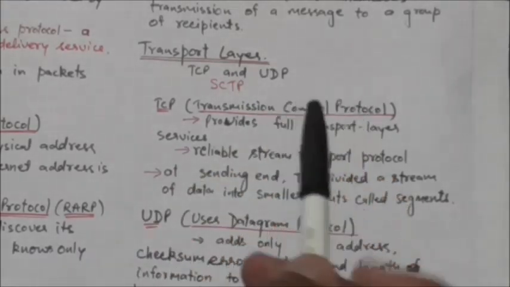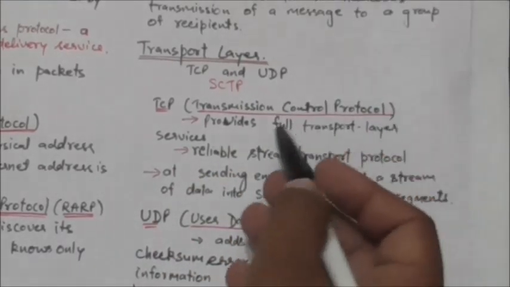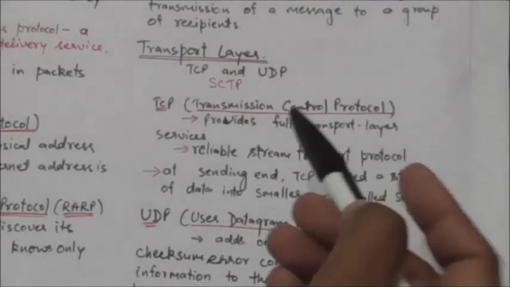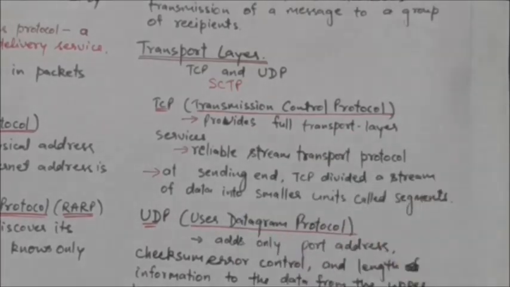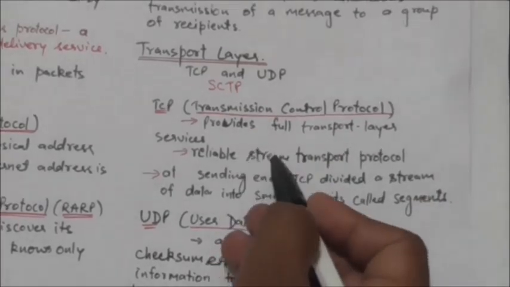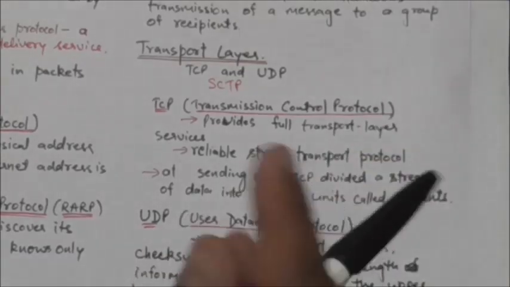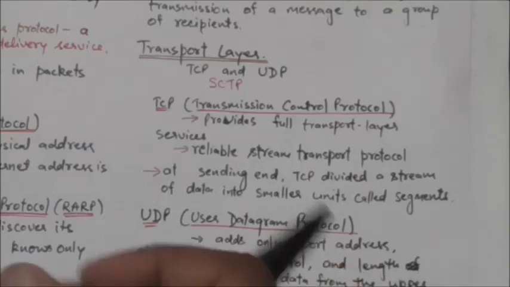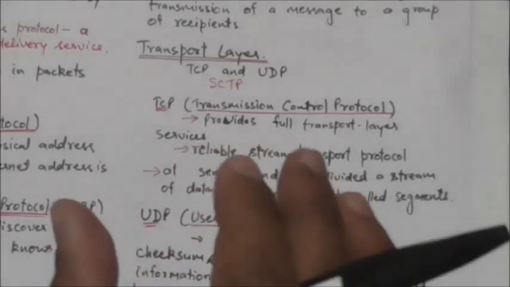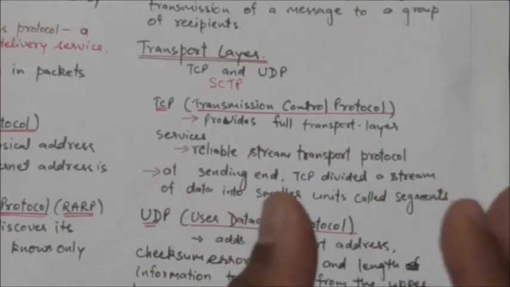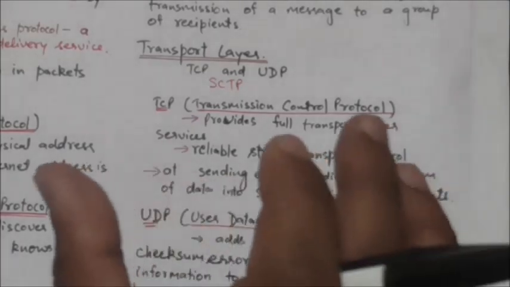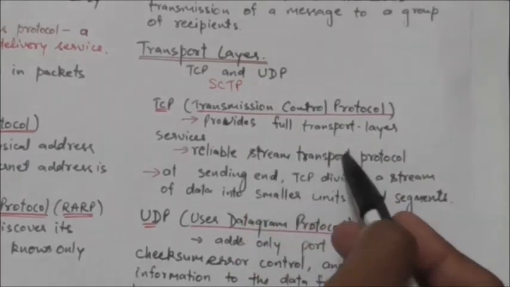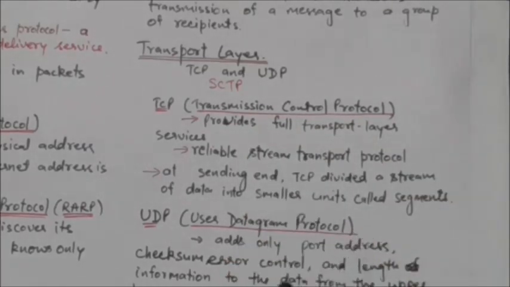The full form of TCP is Transmission Control Protocol, and it provides full transport layer services to applications. TCP is a reliable stream transport protocol. Here stream means connection oriented. It means that before the transmission starts, a connection must be established between both ends. So TCP is a reliable stream transport protocol.